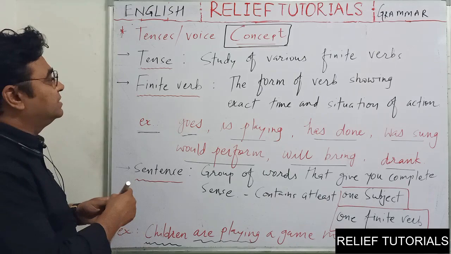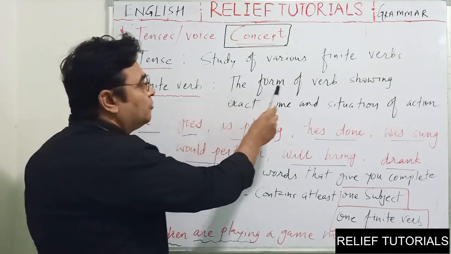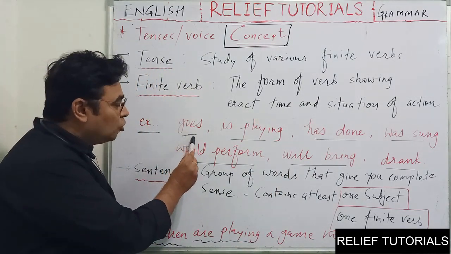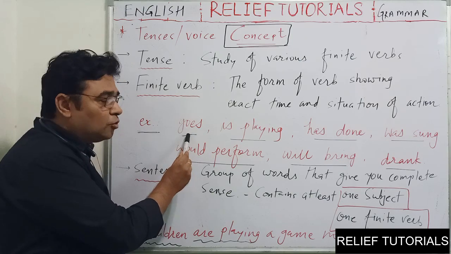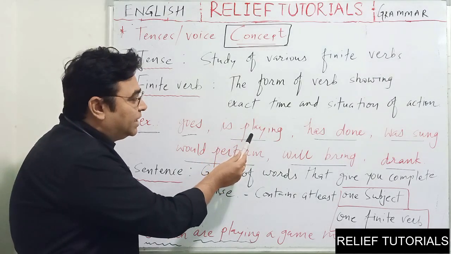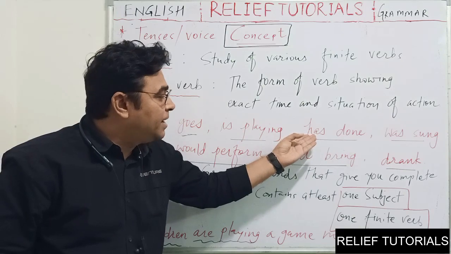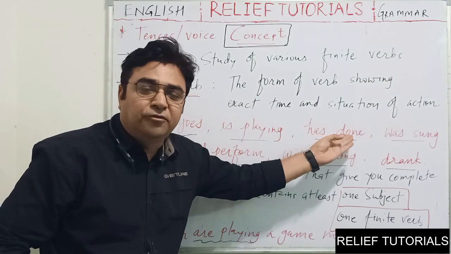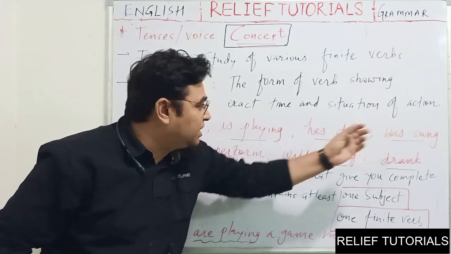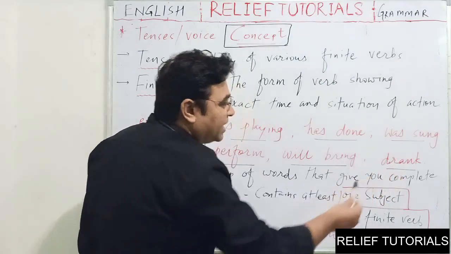First of all, tense. So what is tense? The study of various finite verbs. Now the question arises, what is a finite verb? A finite verb is the form of a verb showing the exact time and situation of the action. For example, goes, which is a form of the verb go. Is playing, where a helping verb is added along with play, plus ing. Has done, again a helping verb has in combination with the form done, which is the past participle form of do. Then was sung, would perform, will bring, and drink has another form, drank.